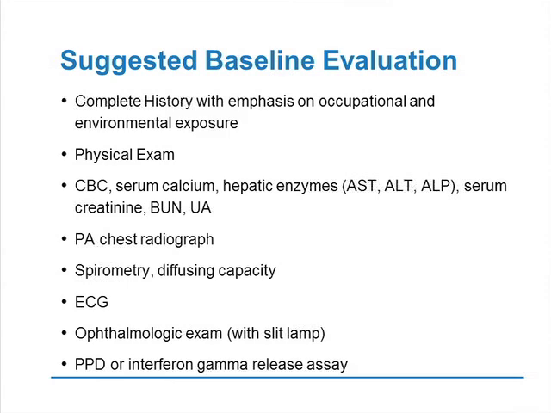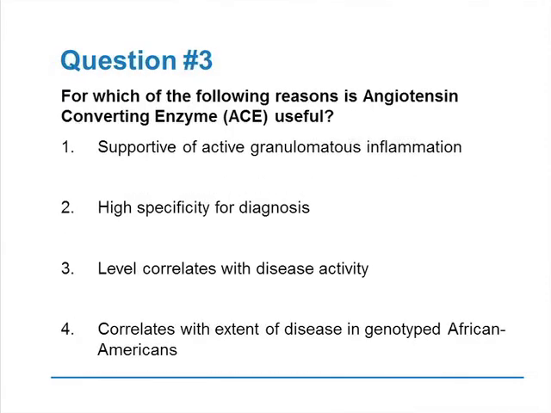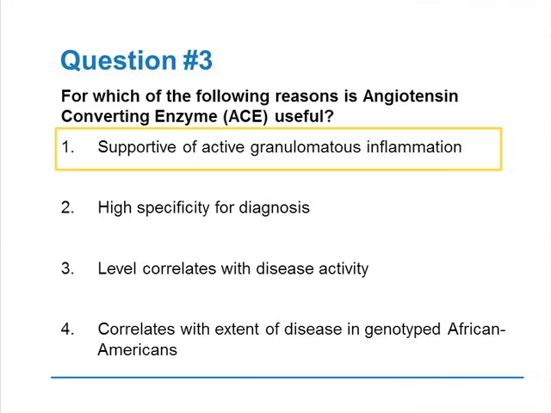So if you think about assessing the activity, one of the things that comes up quite commonly is the role of the Angiotensin Converting Enzyme level. The next slide asks the question of what is it useful for? And the answers are, number one, is it supportive of active granulomatous inflammation? Number two, it has a high specificity for the diagnosis of sarcoidosis. Number three, the level correlates with the disease activity. Or number four, the level correlates with the extent of the disease in genotype-corrected African Americans. And the correct answer to this is number one.